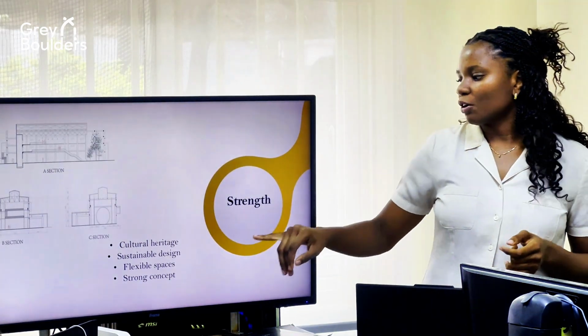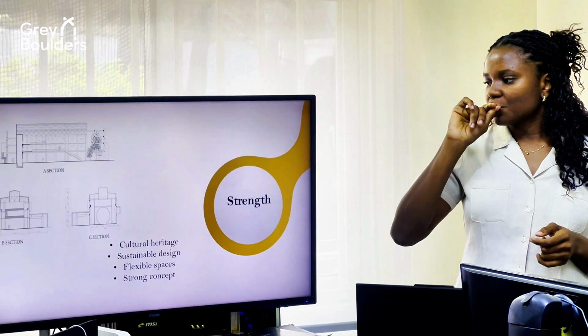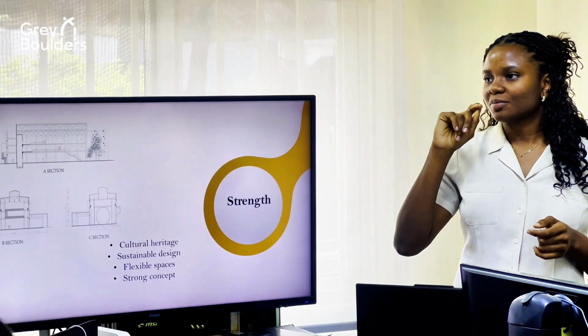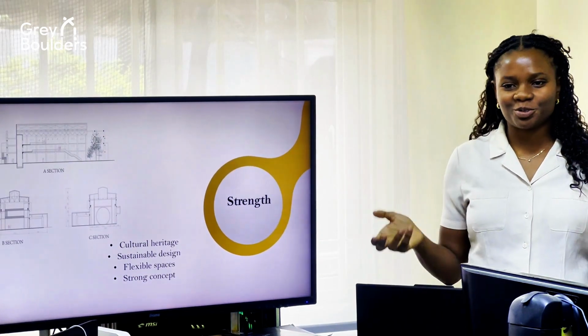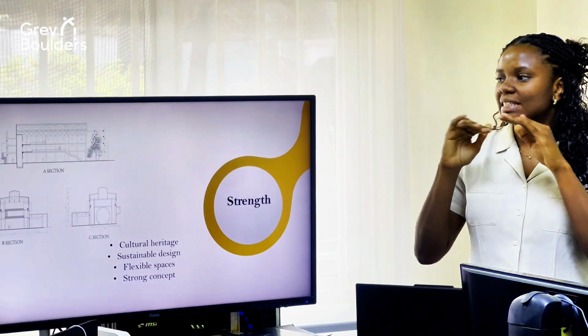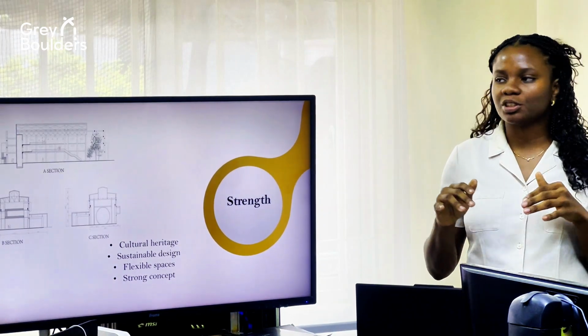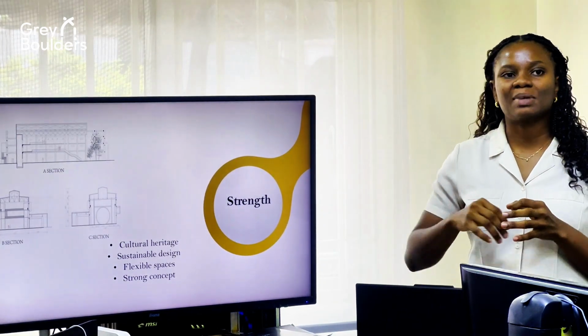And the strong concept. Remember, it was spirituality, built on the ruins, so that can be seen throughout. It's a strong concept that carries on throughout the building.